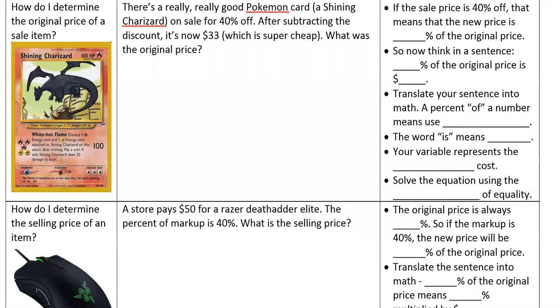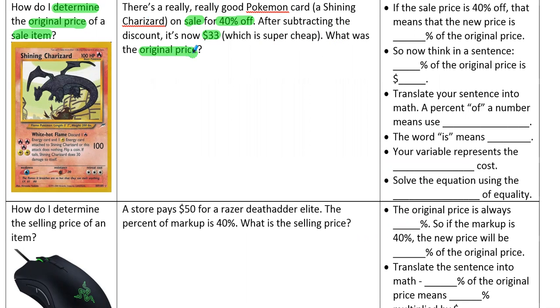All right, this is part 2 of markups and discounts. How do I determine the original price of a sale item? There's a really good Pokemon card, a Shining Charizard, on sale for 40% off. After subtracting the discount, it's now $33, which is super cheap. What was the original price?